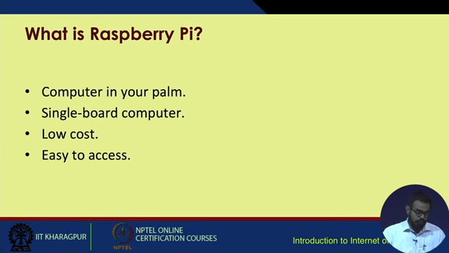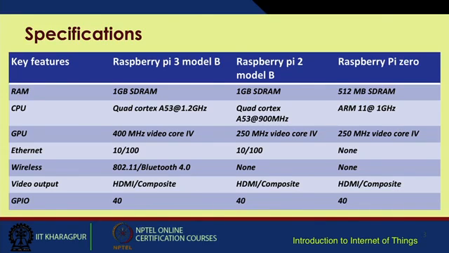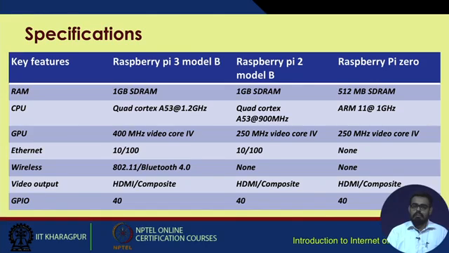There are various variants of Raspberry Pi. Some common variants are the newest Raspberry Pi 3 Model B, then Pi 2 Model B, and Pi 0. These are the ones most commonly used. There are other variants also, but these three can be considered the main market holders. As you can see, the RAM for Pi 3 is 1 GB, for Pi 2 it is 1 GB, whereas for Pi 0 it is a bit lesser at 512 MB. The CPU is a quad-core Cortex A53 processor. Processing speed is approximately 1.2 GHz, whereas for Pi 2 it is 900 MHz.